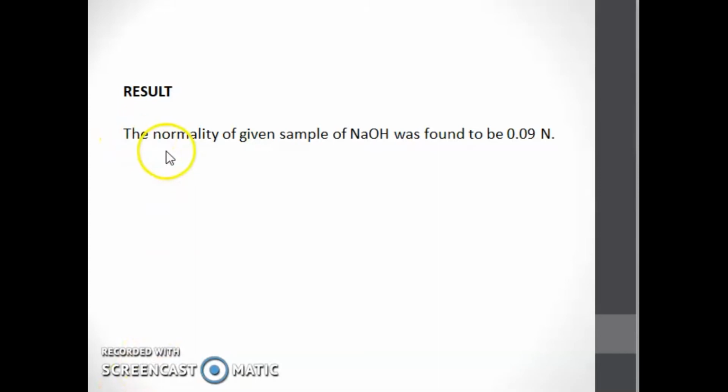So students, now we can conclude the result of today's practical. The normality of the given sample of NaOH was found to be 0.09 normal.